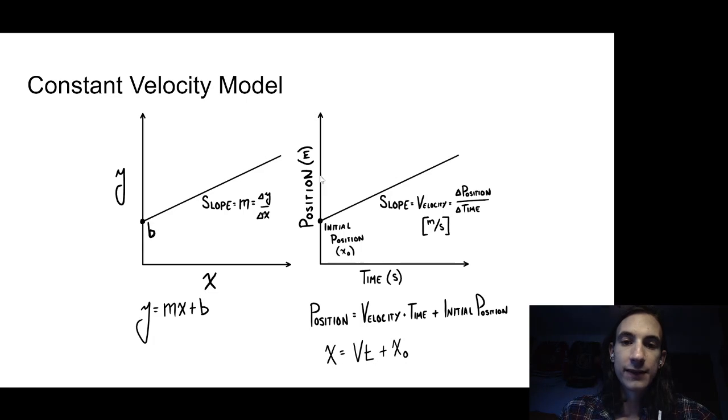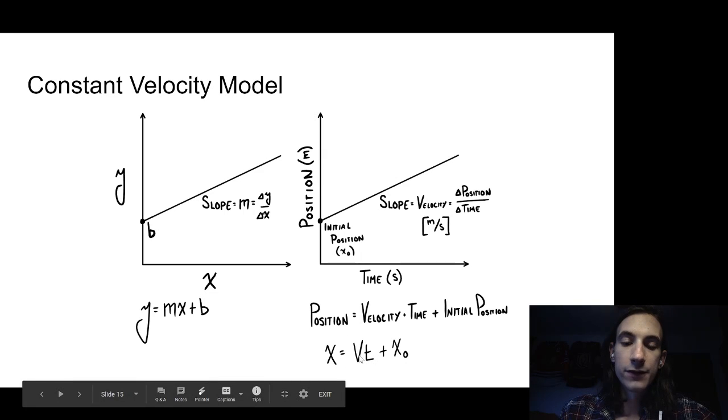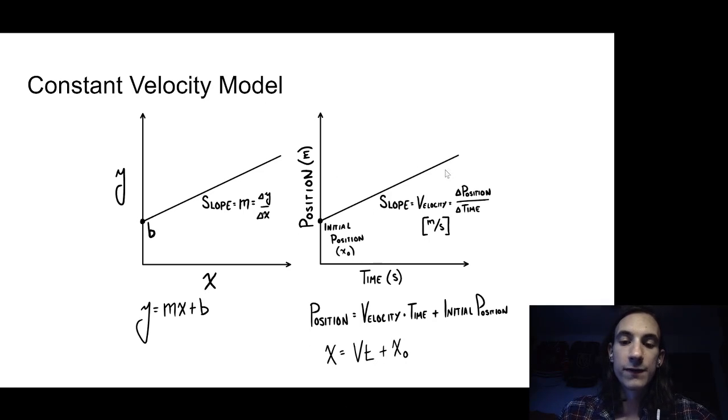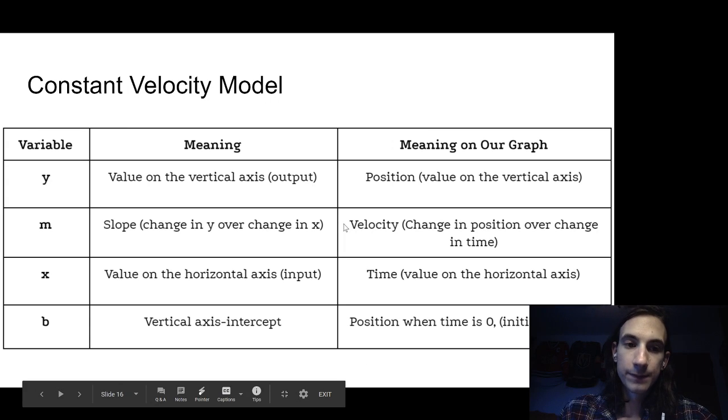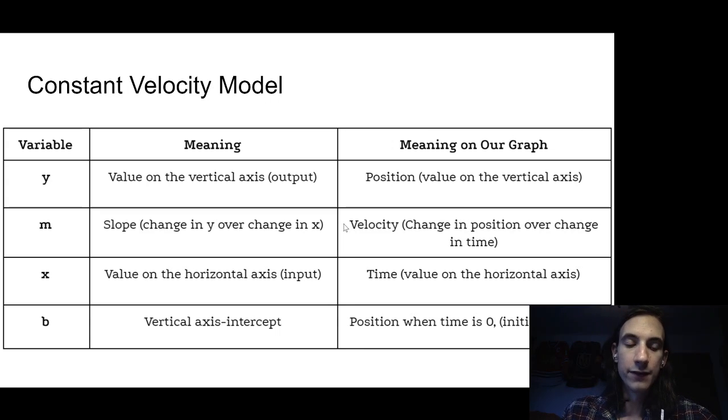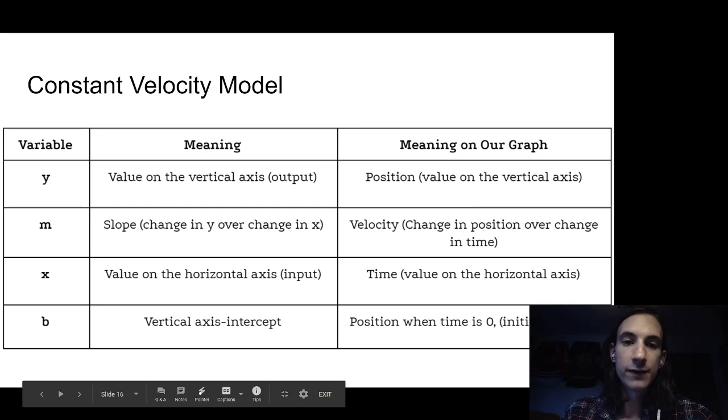So then we can plug this into our y equals mx plus b form and say x equals vt plus x naught. Instead of y, we're putting x, our vertical axis intercept. Instead of our slope, we're putting v. Instead of our horizontal axis, we're putting time, and x naught for the y-intercept. So we're just being a little bit more specific. And here's what those all mean. We've been over this before. I'll leave this up if you want to pause it and read it, but it's really what I just went over.